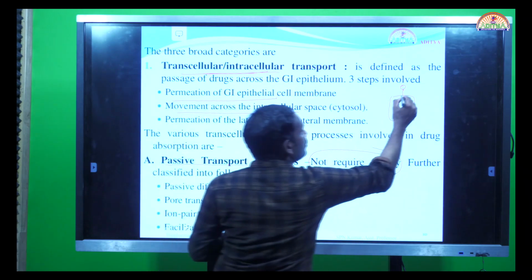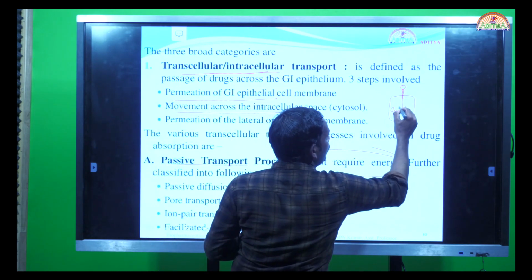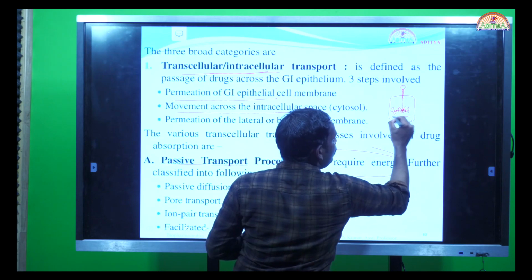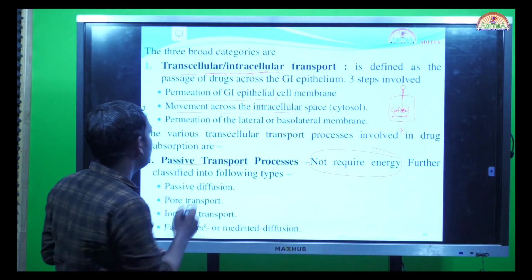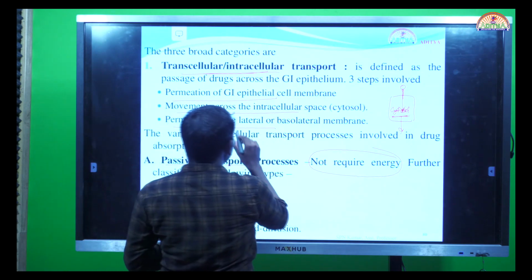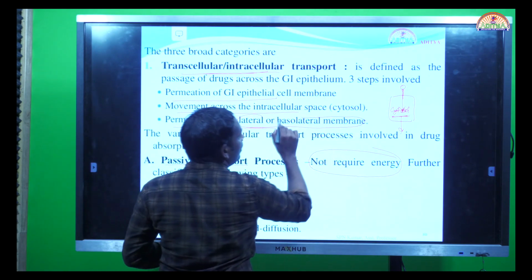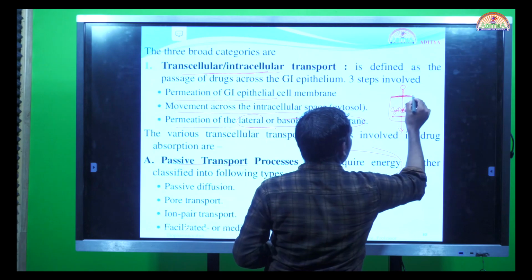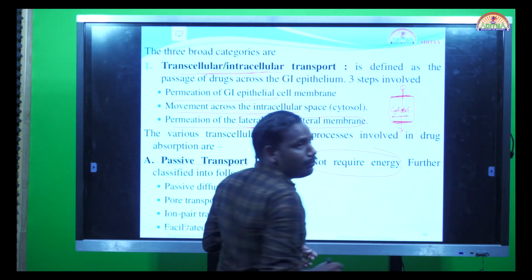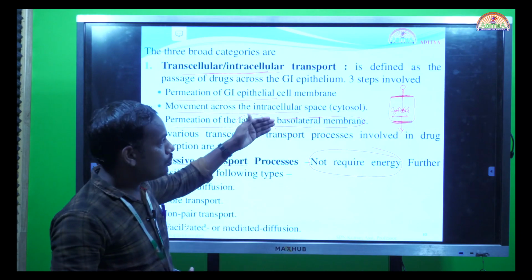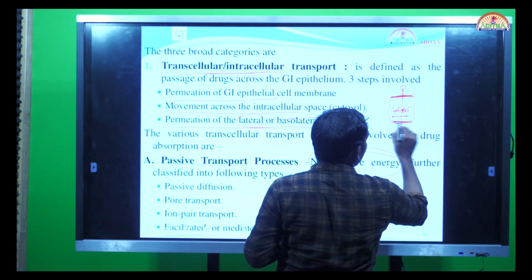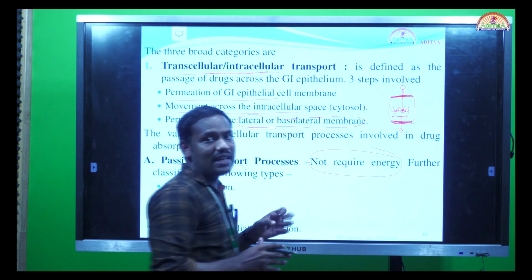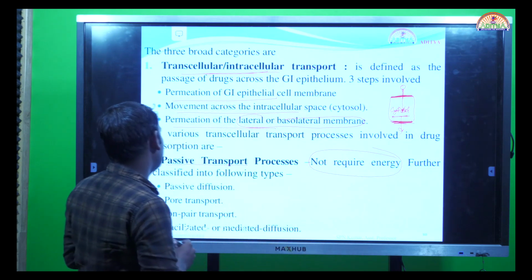Once it crosses the cell membrane, this is your cytosol, it dissolves in the cytosol and passes to the other side of the cell. So that's your second step. Third step is passing on to the lateral or basolateral membrane. So this is your starting membrane and this is your basolateral membrane. Your drug has to pass through both borders, the starting superficial border and the basolateral membrane. Then it accesses the systemic circulation.